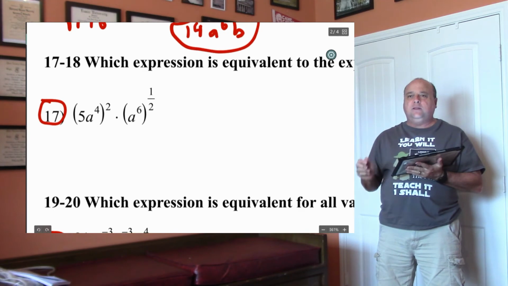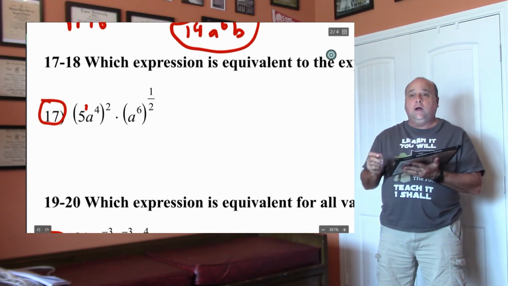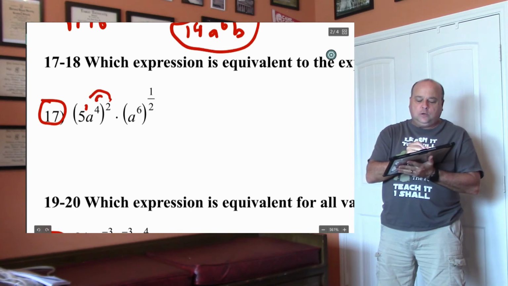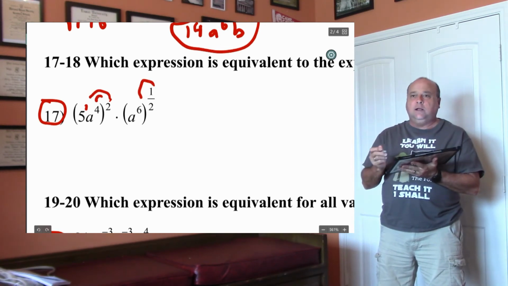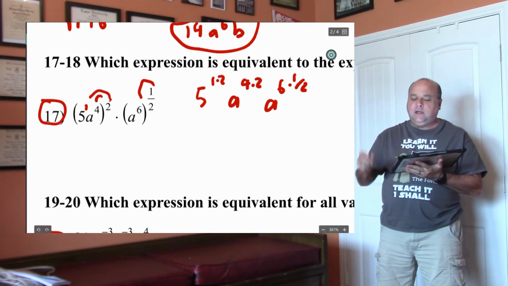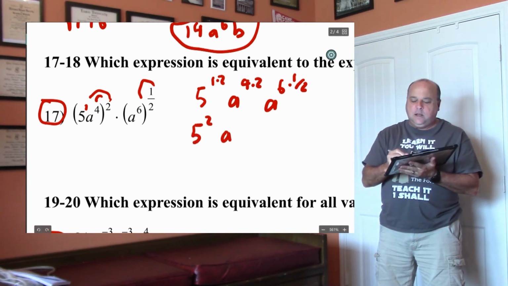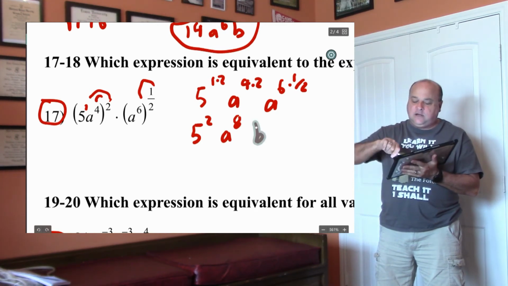So we have 2 parentheses, don't we? We got to get rid of the parentheses. This 5 has a 1 exponent. So that 2 goes twice and the 1/2 goes once. So this is going to turn into 5 to the 1 times 2, A to the 4 times 2, A to the 6 times 1/2. Now then simplify that. That's going to turn into 5 squared, A to the 8th, A to the 3rd, right?